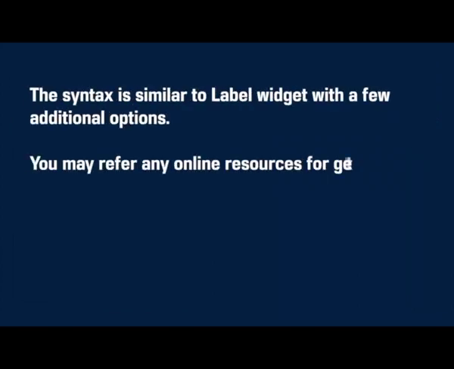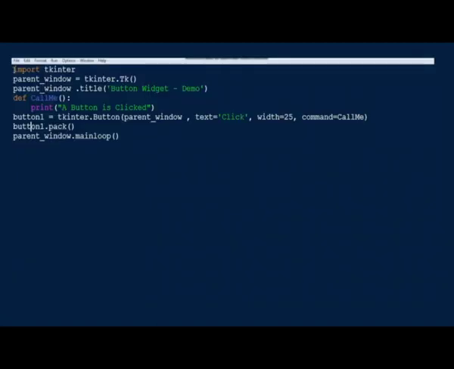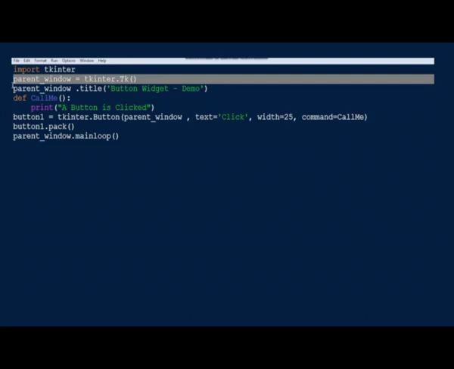The syntax is similar to the label widget with a few additional options. You may refer to any online resources for getting them known. Now, we will go through an example for using the button widget. You can also display images in place of text. So, do the usual stuff. The first two steps: import the required module and create a GUI application window.